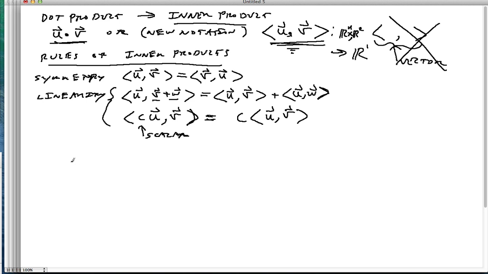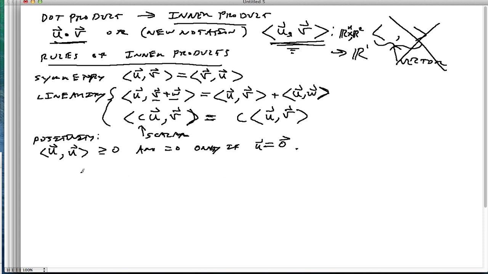And then the final property, which I'll call positivity, is that the inner product of any vector with itself is going to be greater than or equal to 0, and equal to 0 only if u is the 0 vector. Remember what's really important.